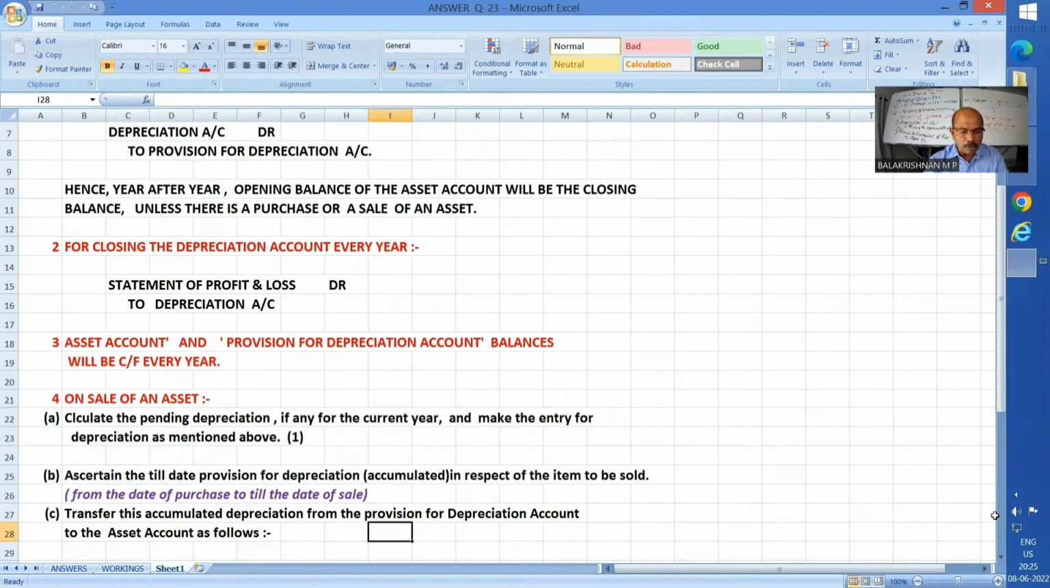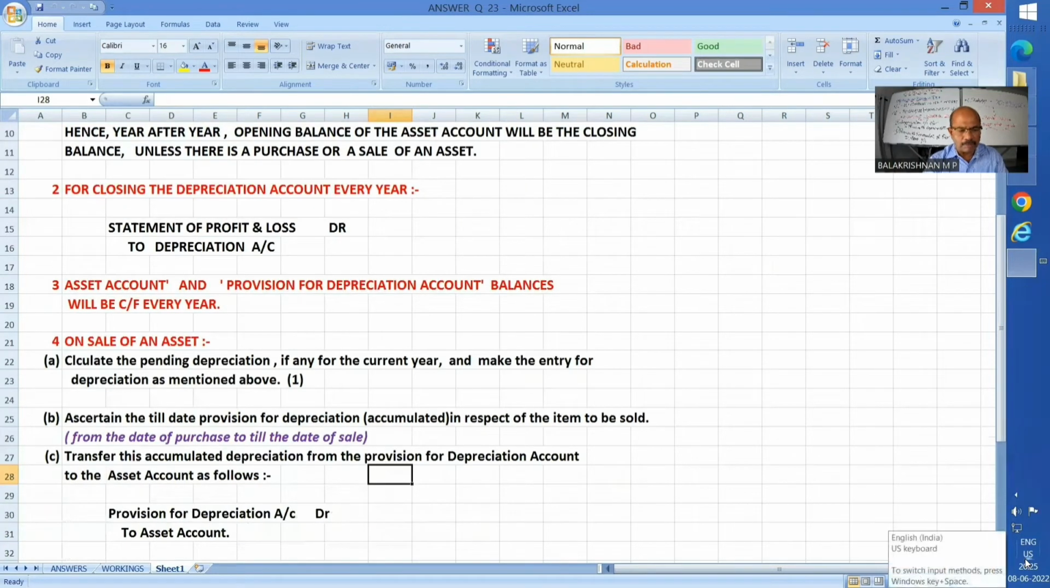2. For closing the depreciation account every year, the journal entry will be statement of profit and loss debtor to depreciation account, because depreciation is a nominal account and we need to transfer every nominal account to the statement of profit and loss account. You will learn all this when I will be teaching you the final accounts. 3. Asset account and provision for depreciation account balances will be carried forward every year. In other words, these accounts cannot be closed so long as there is an asset. There will be a balance and it will be carried forward every year.